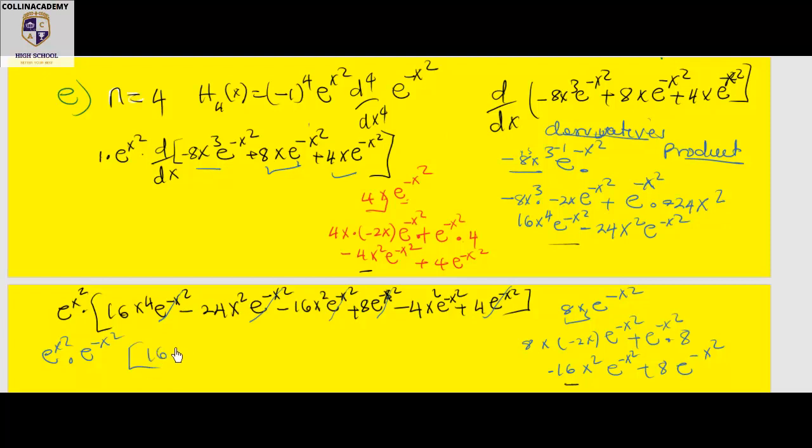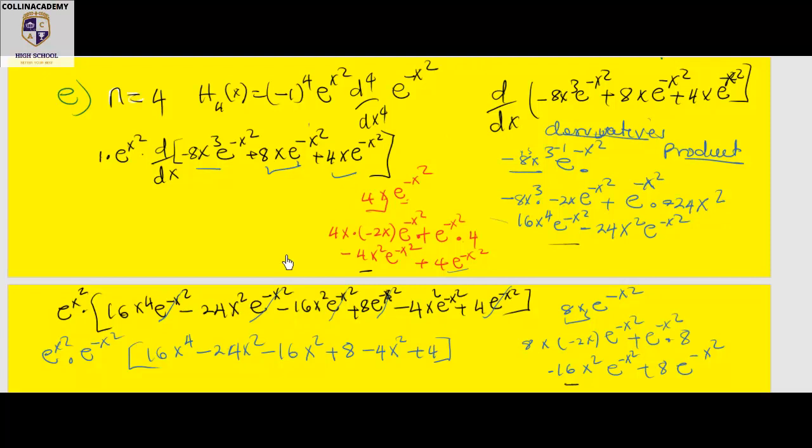So we have 16x raised to power 4 minus 24x squared minus 16x squared plus 8 minus 4x squared plus 4. Collect the like terms together, which will give us negative 24 minus 16 minus 4.